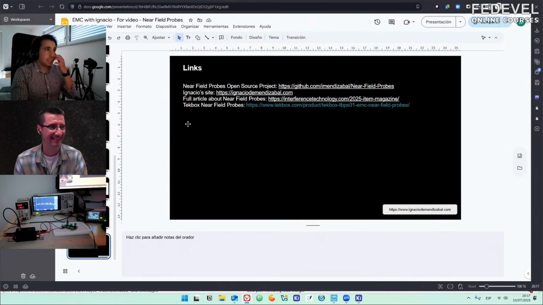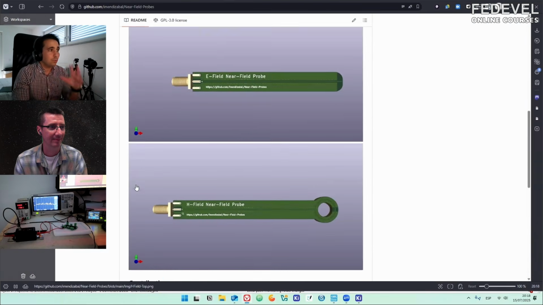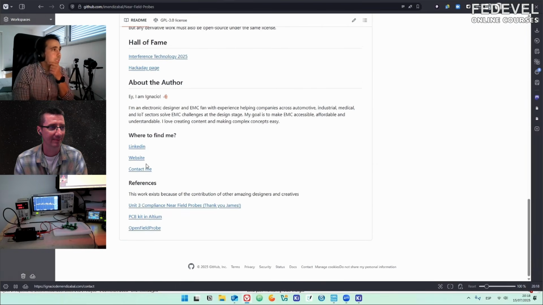And yeah, some references for more information. I wrote an article this year about this near field probe project, how to design your own near field probes, and the process you should follow if you want to build them from scratch. Everything is linked here in the repository. All the information is linked here.